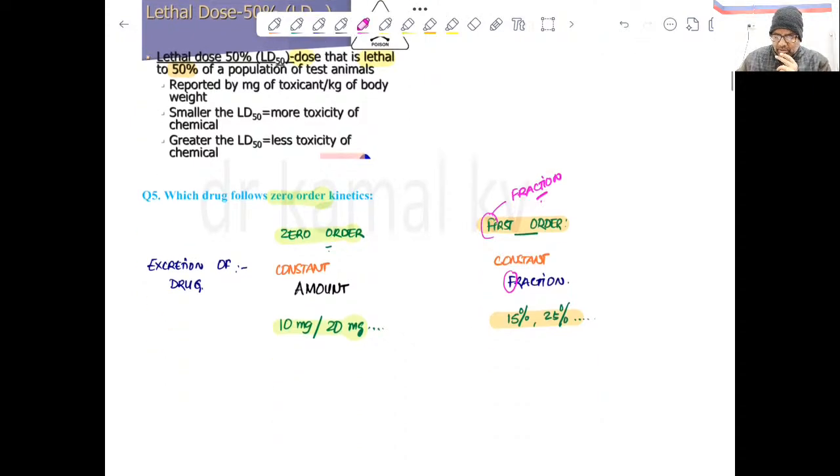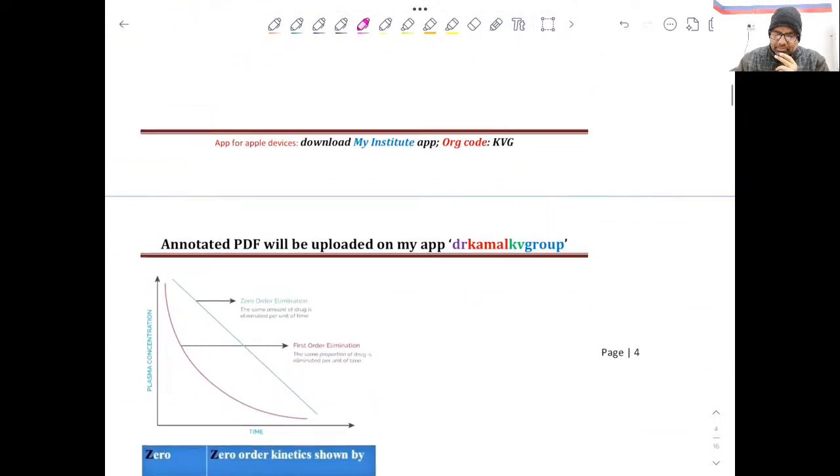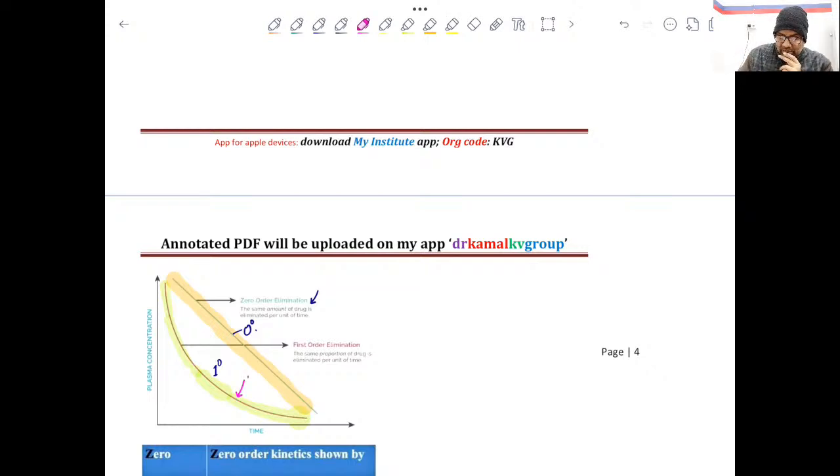Clear? F for F. So if you look at the graphs, this is the graph of first order excretion, right? So this is first order excretion, and this is the graph for zero order excretion. So this is zero order, right? So a constant amount is eliminated in zero order and a constant fraction is eliminated in first order.